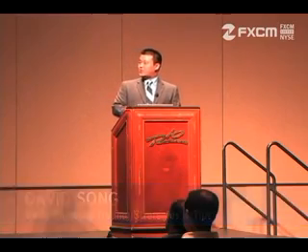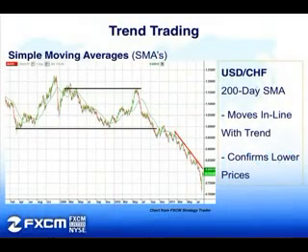So let's take a look at what's happening with the 200-day moving average. Again, it's a slower moving average, and here we see a consolidation pattern.